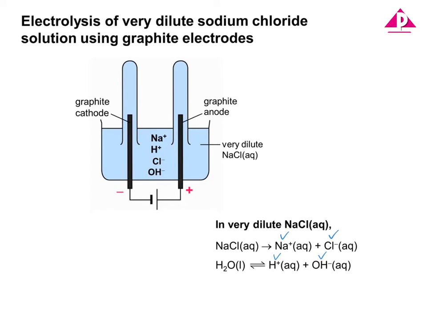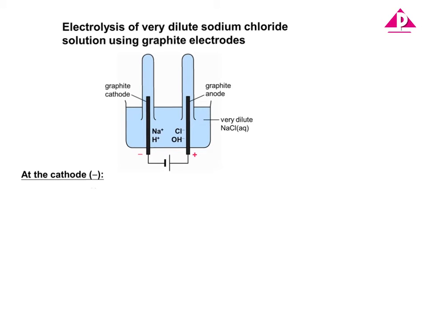During electrolysis, sodium ions and hydrogen ions would migrate towards the cathode, while chloride ions and hydroxide ions would migrate towards the anode. Usually, one type of cation and one type of anion are discharged before the others. In this example, which type of ion is preferentially discharged at the cathode?